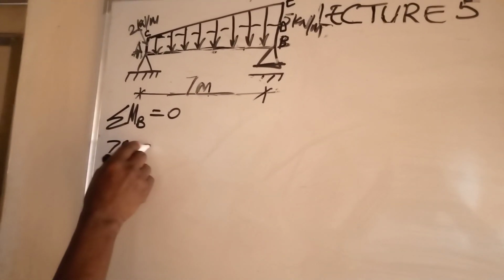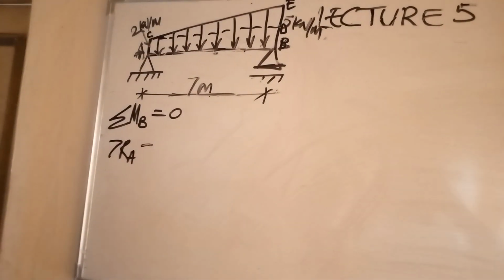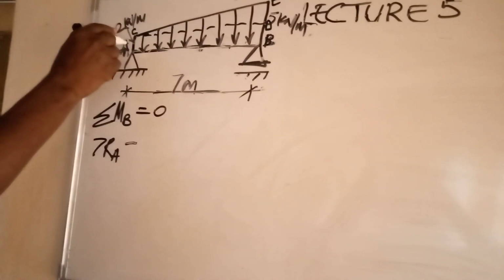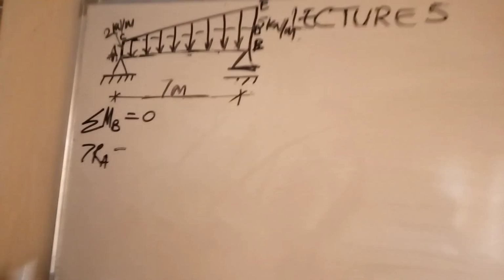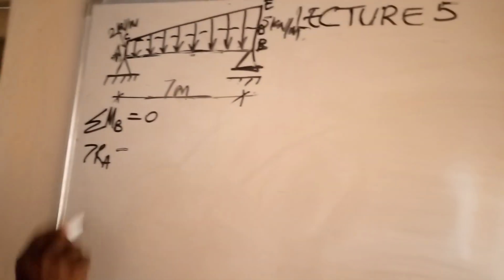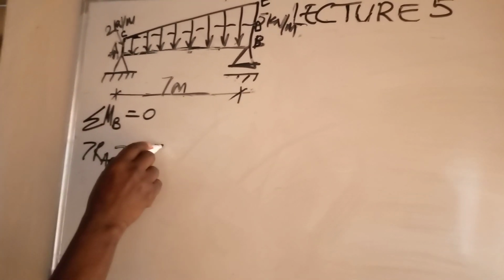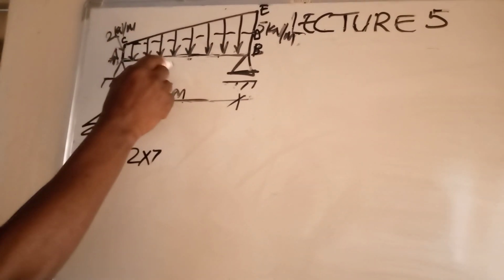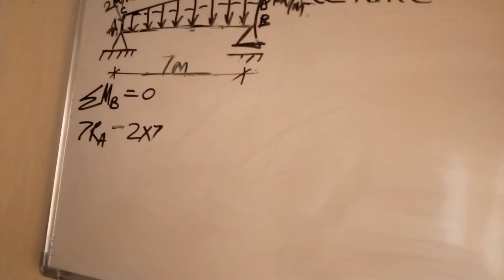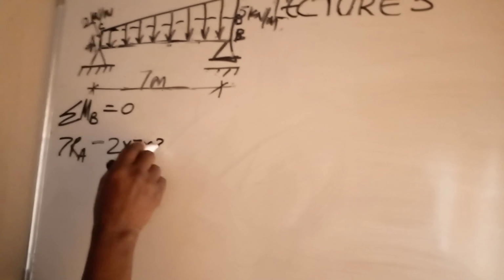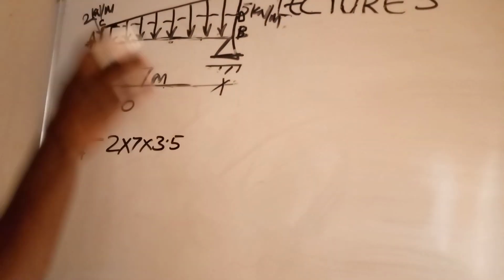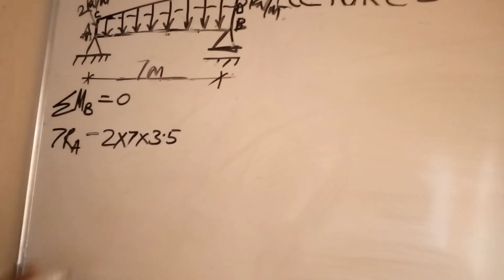So that means minus, I take the first one, ACDB, that's the rectangle. The intensity at the beginning here is 2. So the area of the rectangle is 2 times 7, then times the distance from the center, because the center of gravity of a rectangle is at the center, which will be times 3.5. So that's one of the loads creating a moment.